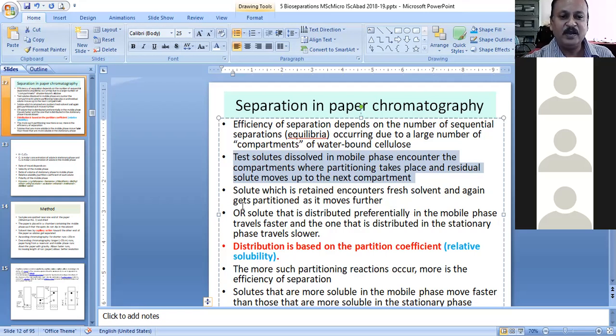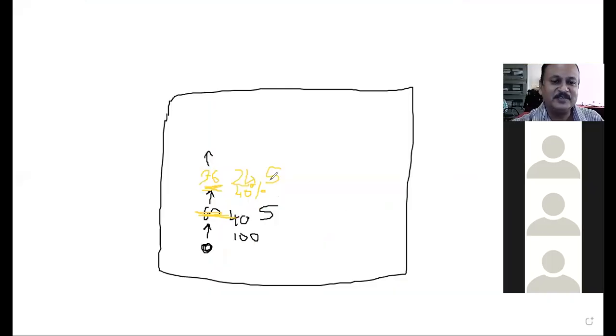Now what happens is the mobile phase is continuing. Fresh mobile phase is coming. So when the fresh mobile phase comes to that particular point, can I come back to the board? That board is already gone. Why? Okay, it's still there.